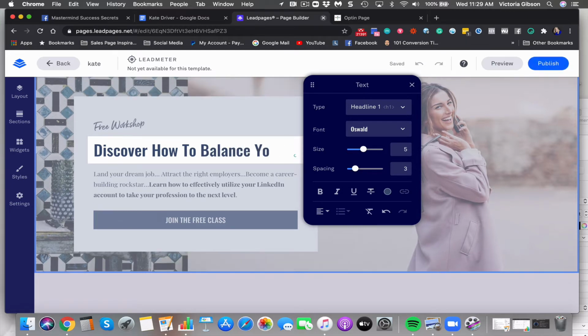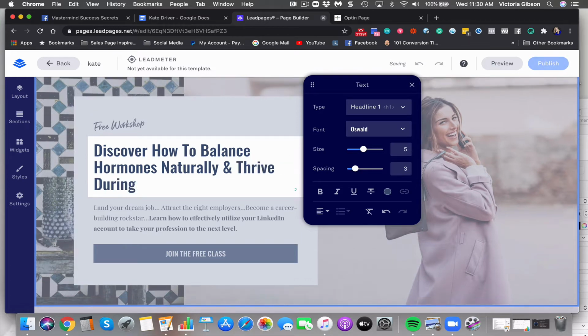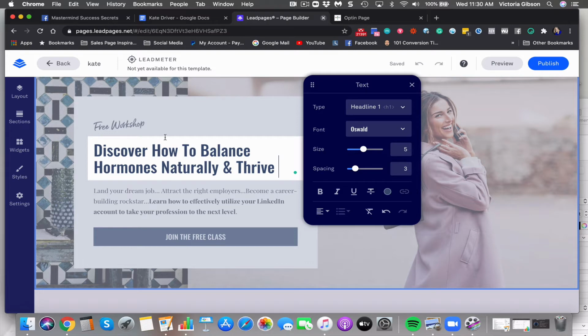I might not put "yours" because that would call them out for ads. So I'll just put hormones naturally, and overcome and beat and thrive during... how to balance hormones naturally and thrive during this. I quite like the body's transition during, naturally and thrive. I like that. Let's do that.